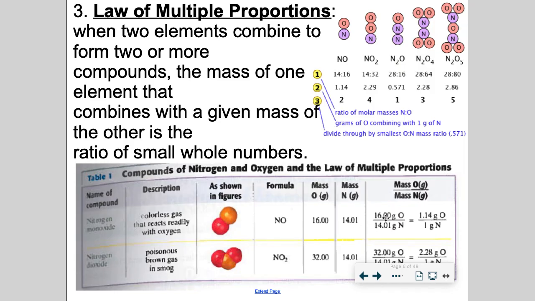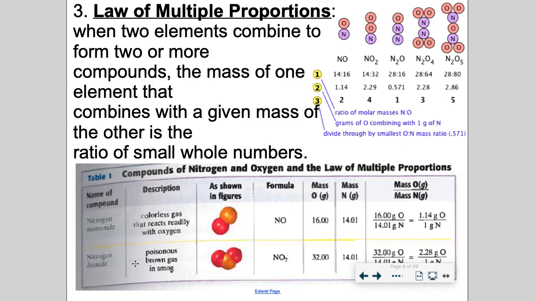Okay, so if I take 16 grams of oxygen divided by the mass of nitrogen, 14.01, I get this ratio, basically of 1.14 grams of oxygen to 1 gram of nitrogen. Okay, so 1 to 1 there. Now, what happens when I have nitrogen dioxide? So nitrogen with 2 oxygens.